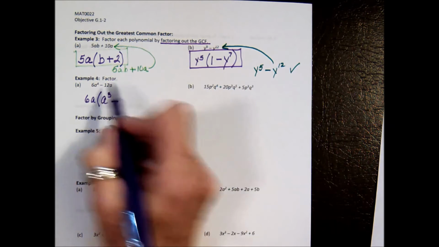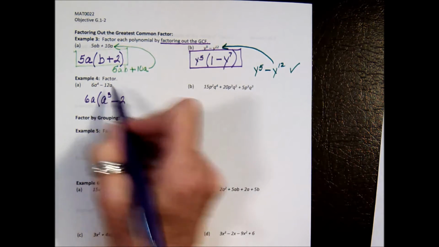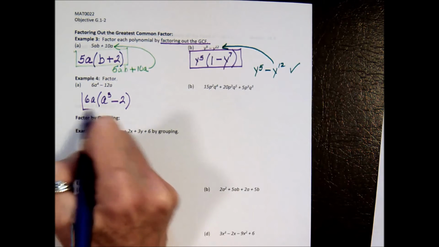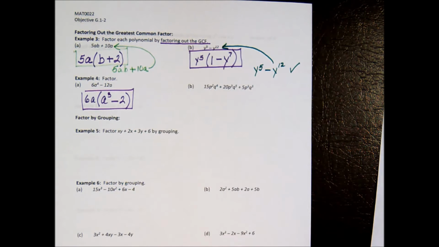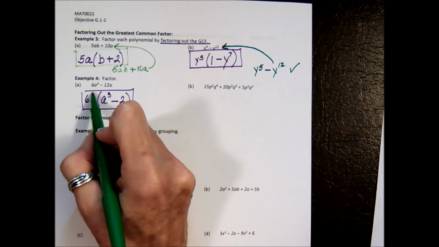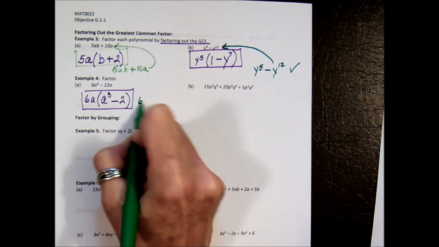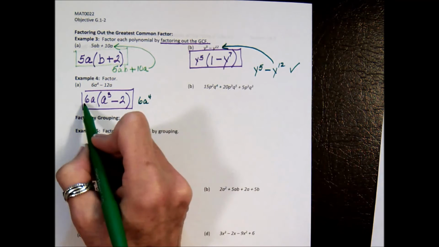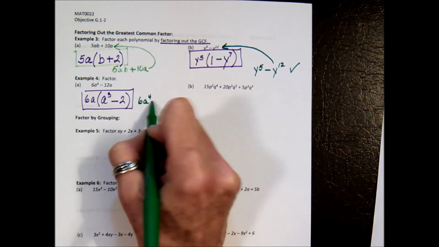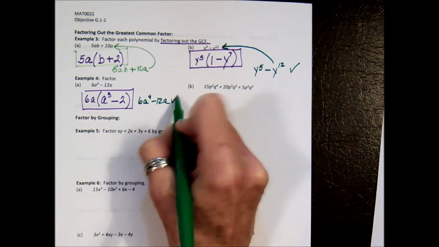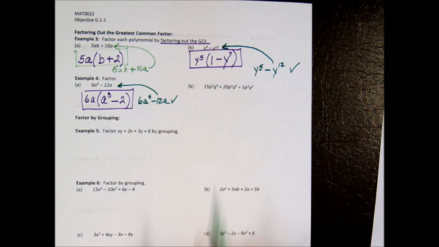6 goes into 12 2 times. The A's cross cancel, and I have my answer. We're going to continue to check these with the distributive property because you can. So distribute 6a times a cubed would be 6a to the 4th. 6a times -2, -12a, and it checks because it matches.